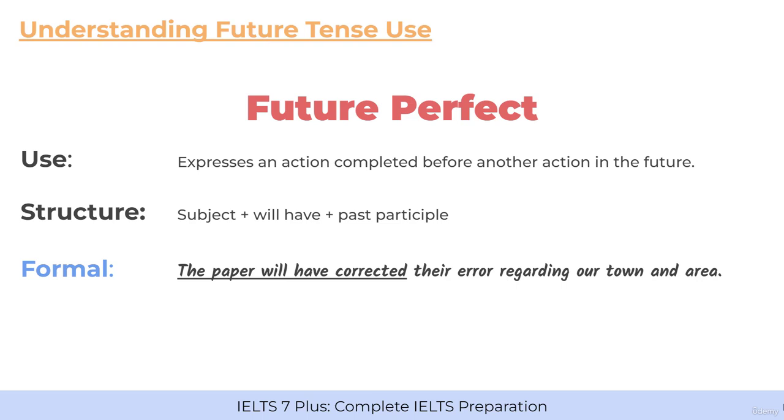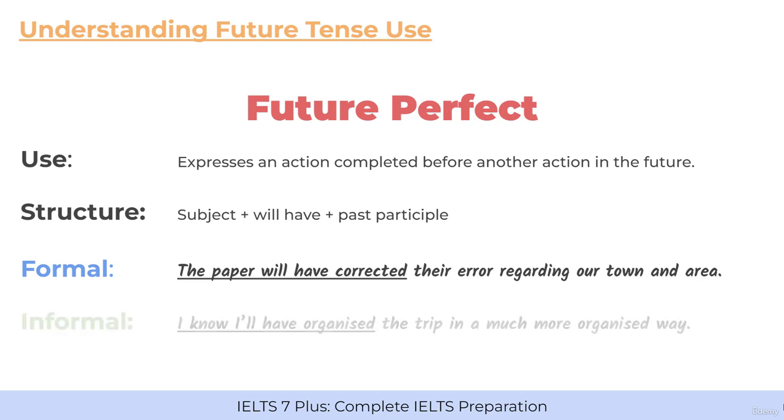Okay, so if we think about what these 2 events may be, the first one, which we say is the paper, which I guess is a magazine or possibly just a newspaper, they'll have corrected in the future some error they made. They'll probably correct it and then print it so that everyone knows they made a mistake. So that's just to give you an idea of these 2 actions. We're focusing on the first action within future perfect. The paper will have corrected. Subject, the paper, plus will have plus past participle.